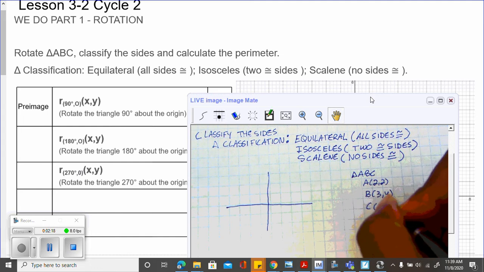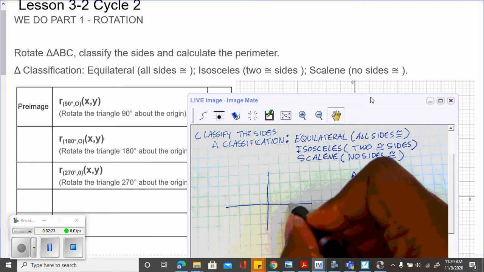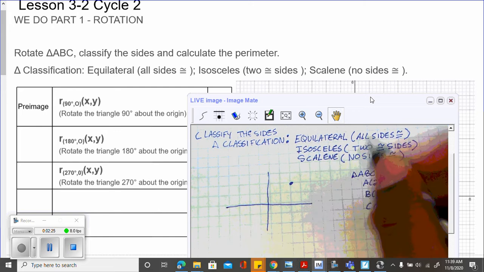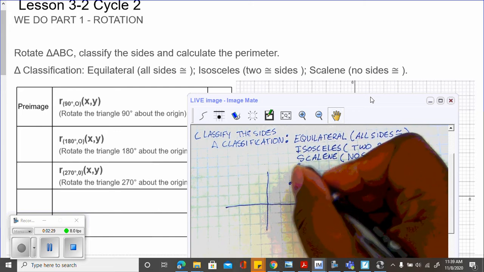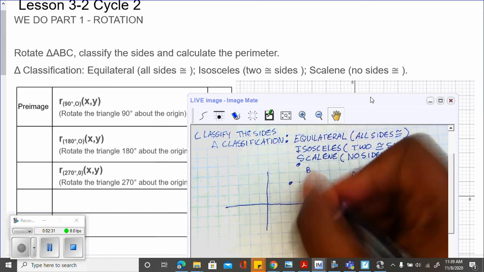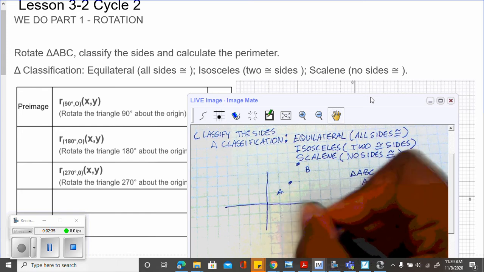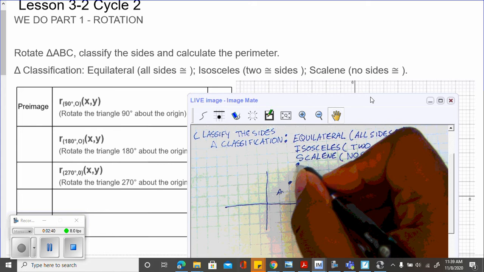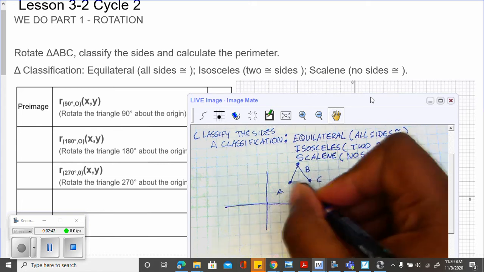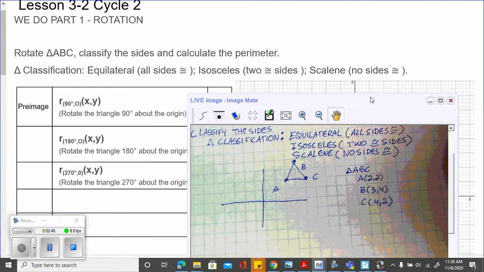So let's go ahead and add that to our little graph. So right 2, up 2 for A. Right 3, up 4, 1, 2, 3, 4 for B. And right 4, up 2 for C. So there's our triangle.